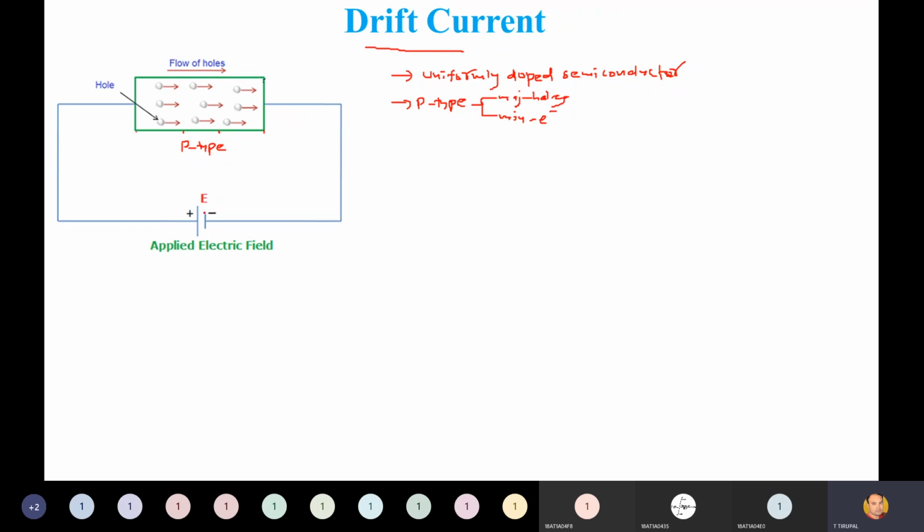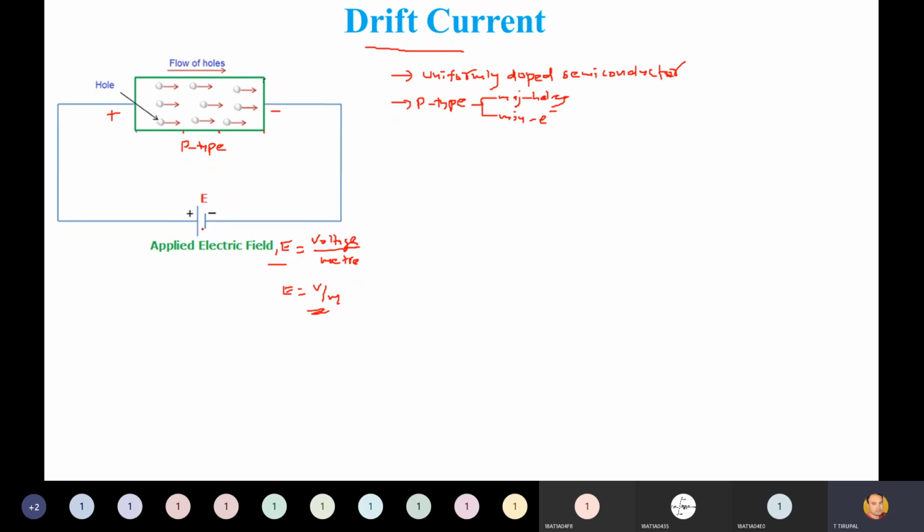Here it's not a potential, it is an electric field I am applying. What is this electric field? It is given by capital E. Electric field is equal to voltage per meter. That means how much voltage I am applying for every centimeter or every meter. That is what is called the applied electric field, and its unit is volt per meter.